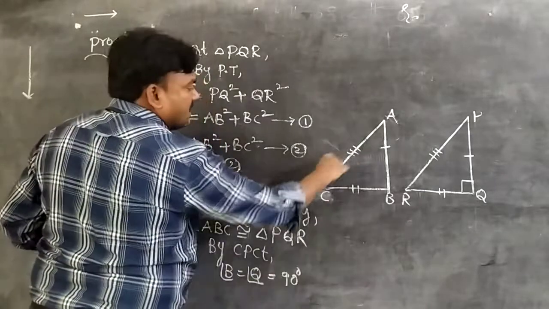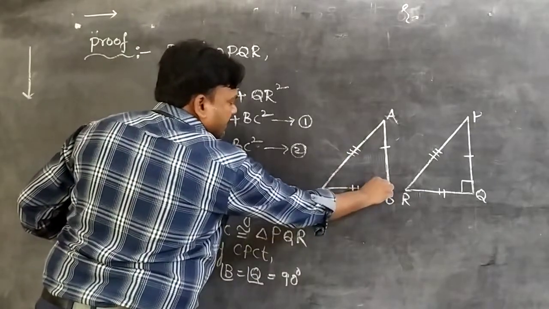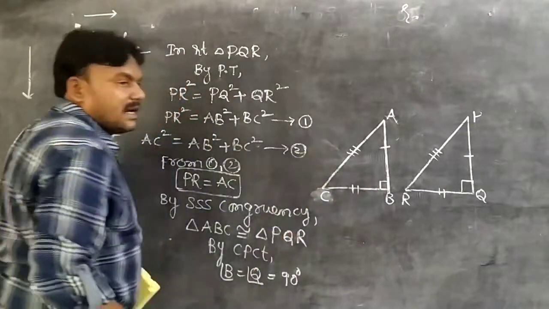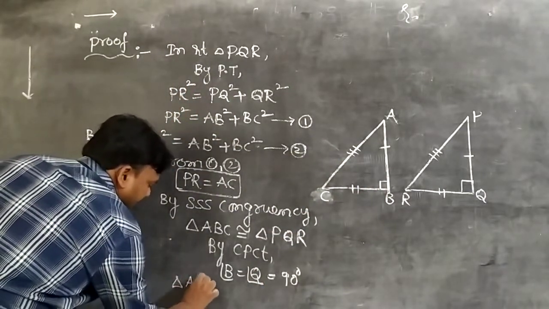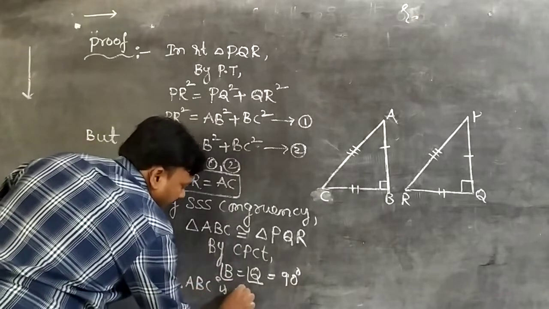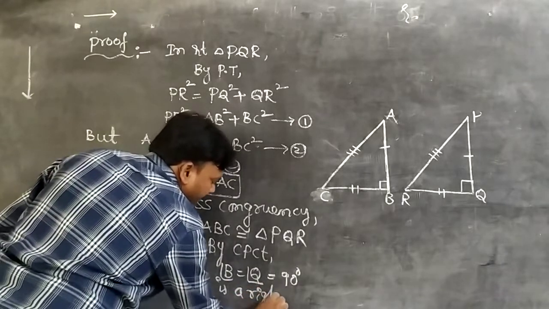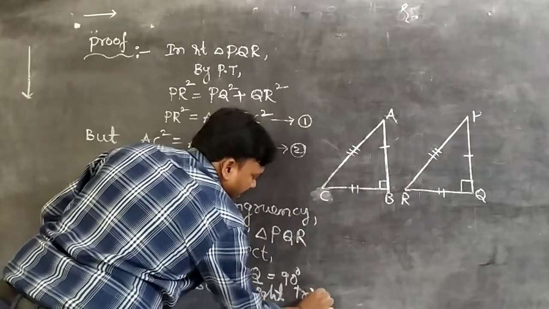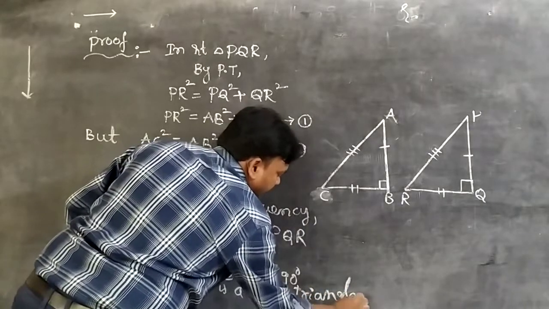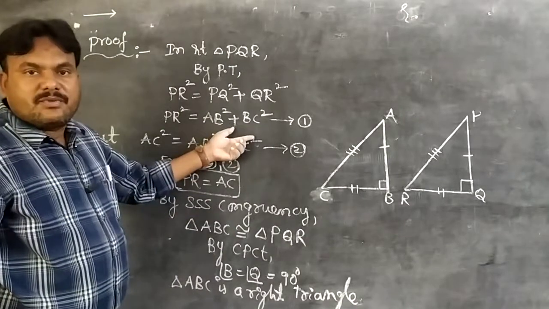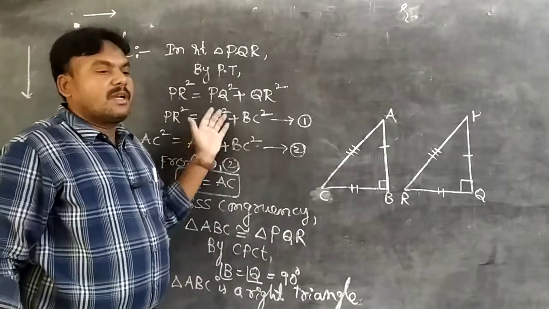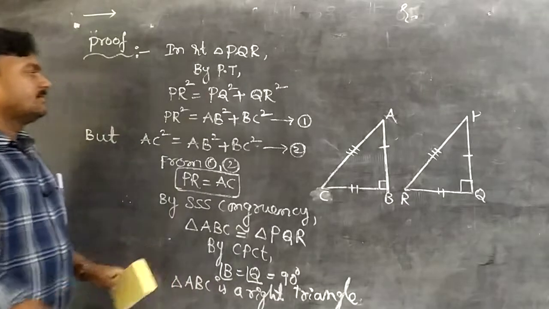In triangle ABC, one angle is 90 degrees, so automatically the whole triangle is a right angled triangle. Therefore, triangle ABC is a right triangle. So hence it is proved. This theorem is very important, students. Practice carefully. Then we will discuss some related problems, students.